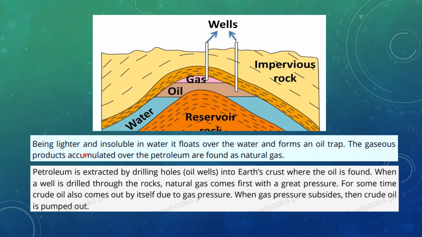And how is this petroleum extracted? This petroleum is extracted by drilling holes, or digging oil wells, into the earth's crust where the oil is found. When a well is drilled through the rocks, natural gas comes first, as you have seen that gas is present as the upper layer of this oil. This gas comes out with great pressure, and after some time, due to this gas pressure, oil will also come out by itself.